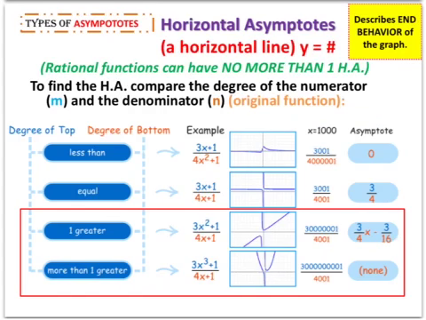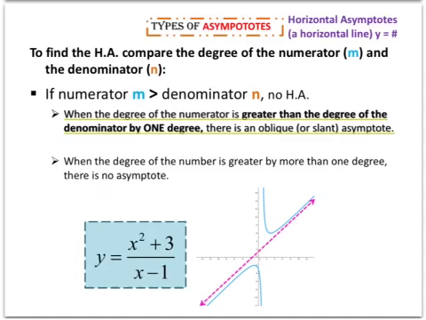If the degree of the numerator is larger by 1 power, then I will have what's called a slant asymptote, which will be represented by the equation of a line. If the degree of the numerator is larger by more than 1 degree, then I will have no horizontal and no slant asymptote. So again, anytime the degree of the numerator is greater than the degree of the denominator by 1 degree, so they can only differ by 1 degree, then there will be an oblique or slant asymptote.